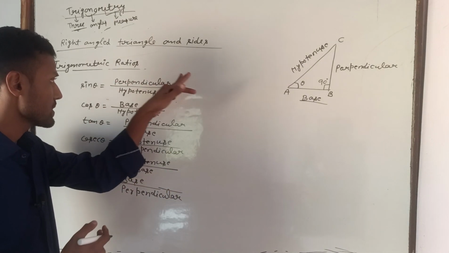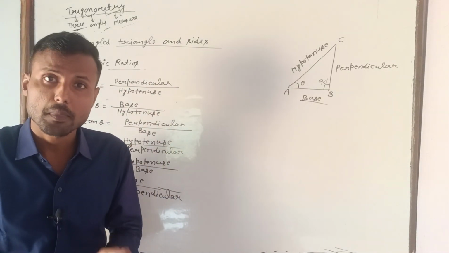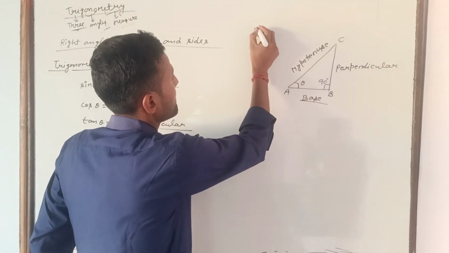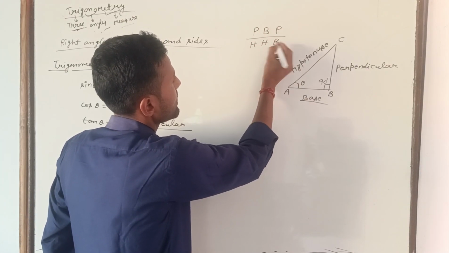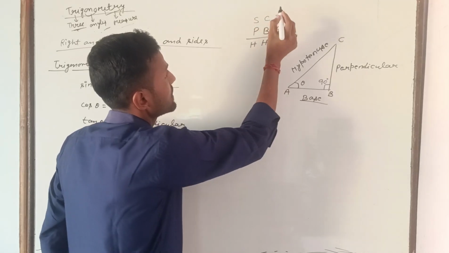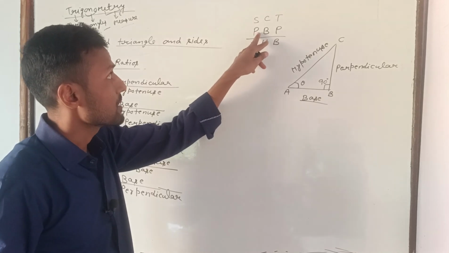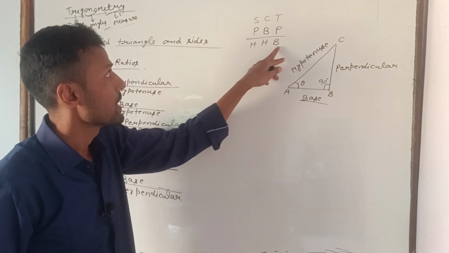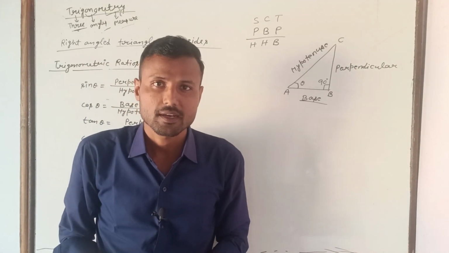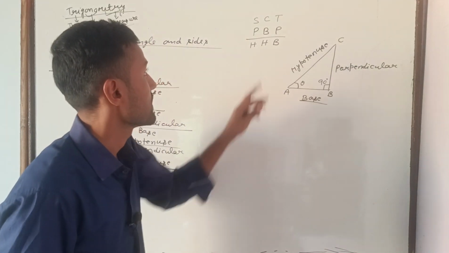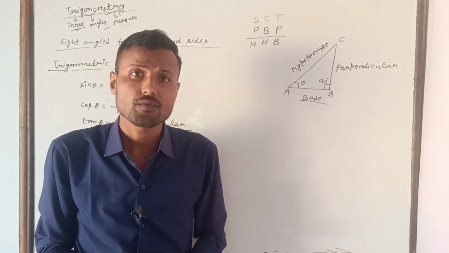So how to remember all 6 trigonometric ratios? There is a trick to remember. It is PBP over HHB, SCT. So what does it mean? We read it as Pandit Badri Prasad Har Har Bole Sona Chandi Tole. It's interesting and funny. I know that it sounds funny, but why do we read like this? Because we can remember it for a long time. That's why we read like this.